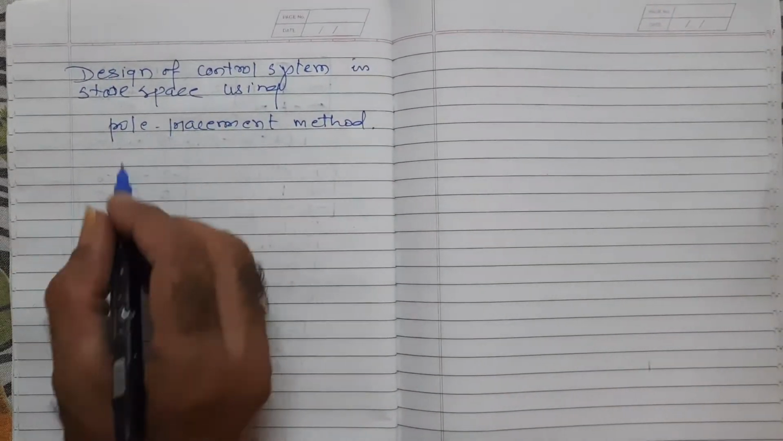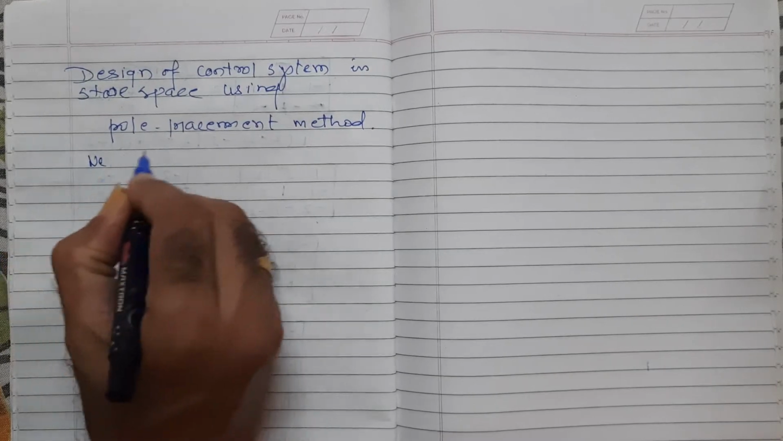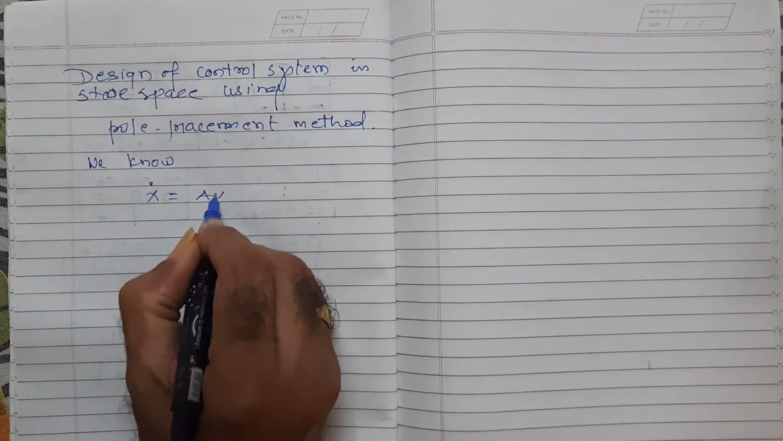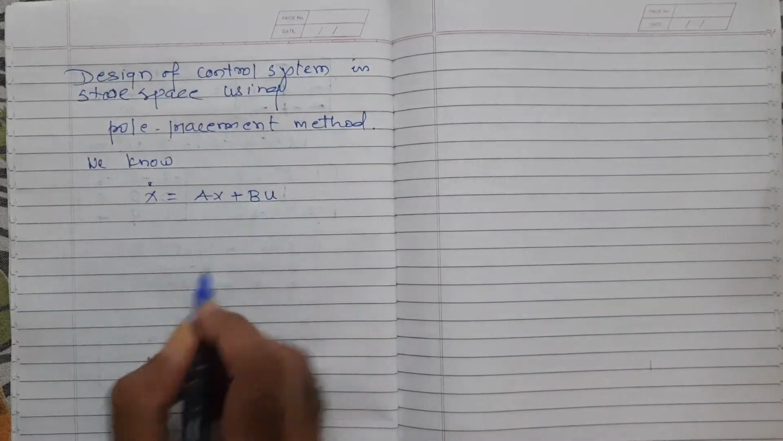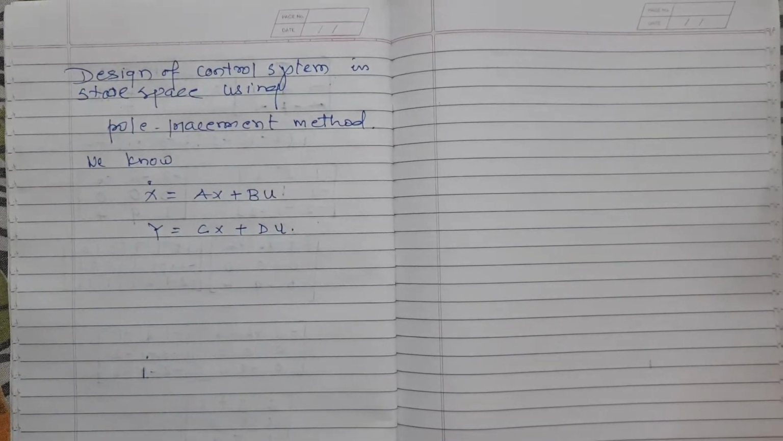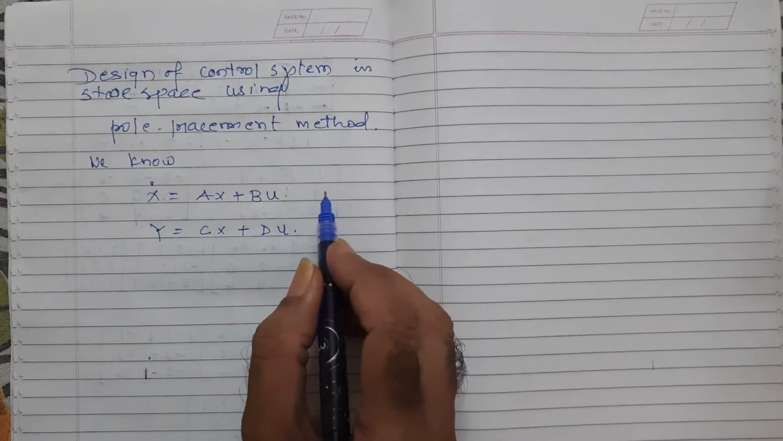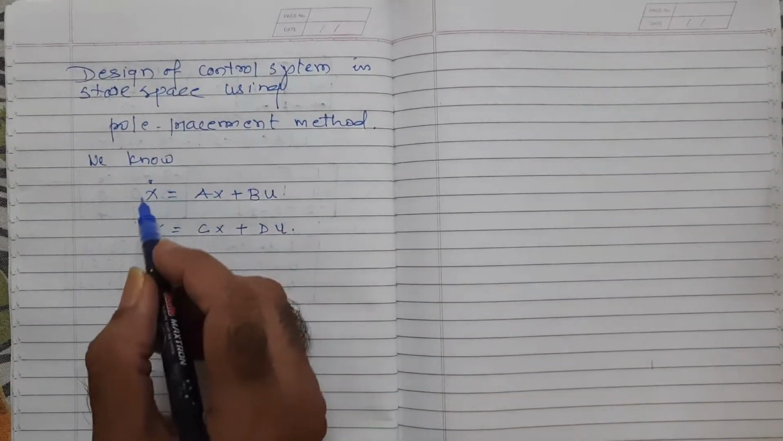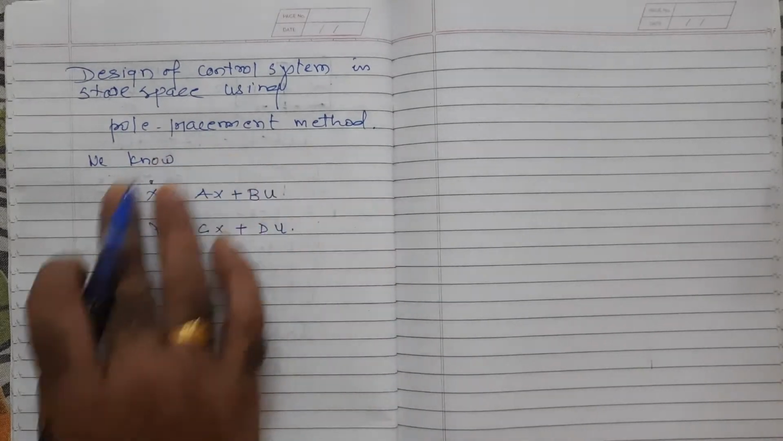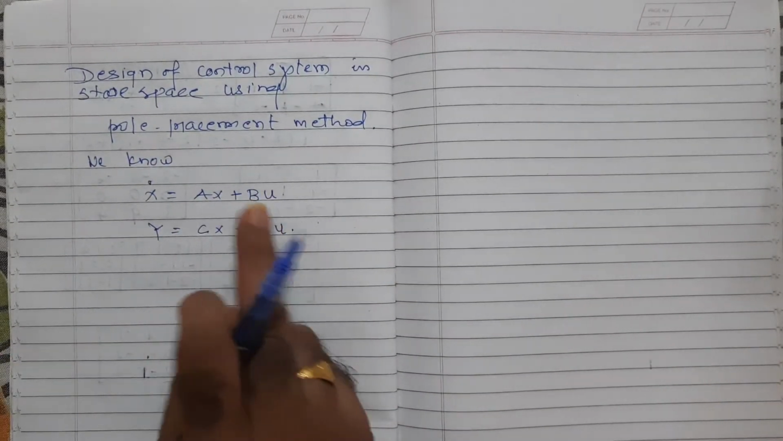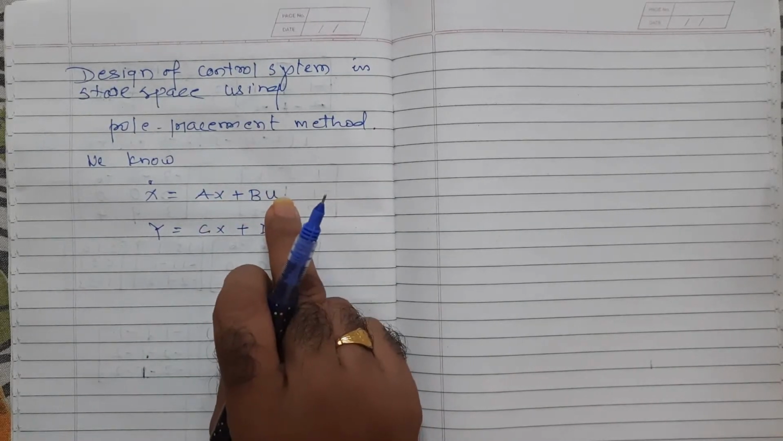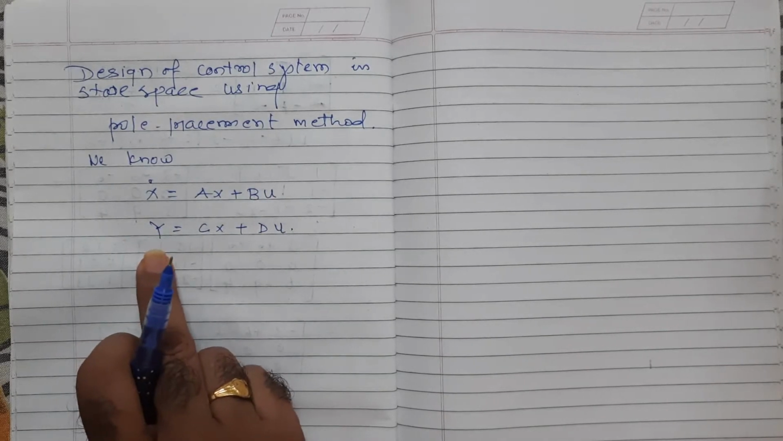Now see here, we know x dot equals ax plus bu, and y equals cx plus du. These equations we know. The first is the state equation and the second is the output equation. In these equations, x is the state variable, u is my reference input, and y is my controlled output.